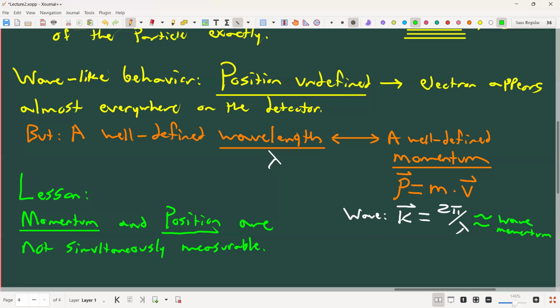And this is even scarier because position and momentum are continuous variables. They're not binary. It's not position one, position two, momentum one, momentum two. They're smooth. You can have a particle here, all the way up to infinity, and momentum from zero all the way up to infinity. And these are not simultaneously measurable either.